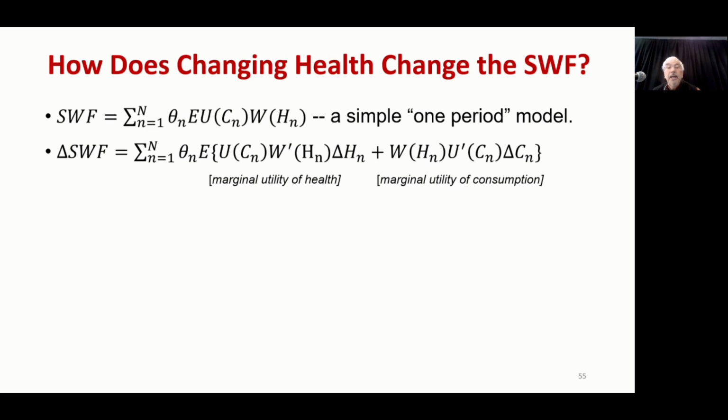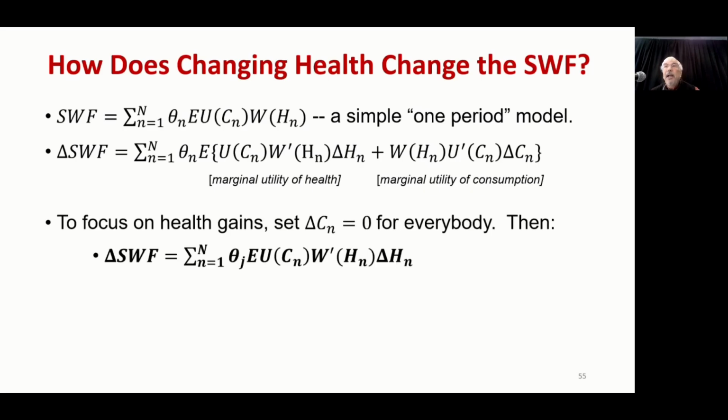And that simply adds it all up. You get the value of the incremental marginal utility of health times the change in health plus the marginal utility of consumption times the change in consumption. And then you add them up and you weight them all by the theta weight for each individual. And to really keep this simple, let's just say the consumption is not going to change for anybody. That'll focus on the health gains.